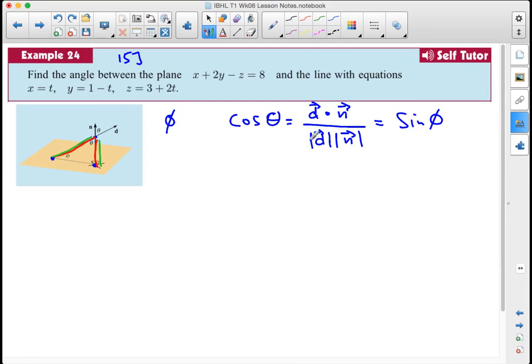So we're doing the same thing as finding the angle between two lines, but instead of doing the arc cosine at the end, we will do the arc sine at the end and find the angle between the plane and the line. So what are our vectors here? Well, for the plane, we need the normal vector, which is (1, 2, -1). And for the line, we need the direction vector, and that one is (1, -1, 2).